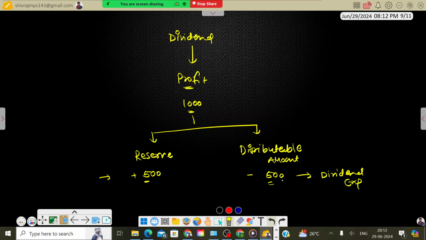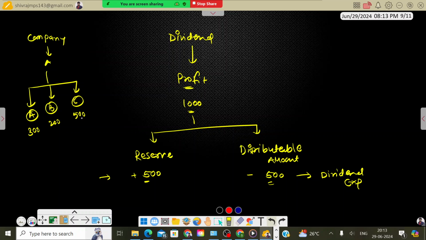So the company will process these dividends across all shareholders. Assume company A has 3 shareholders, A, B and C. They are holding 300, 200 and 500 shares, so in total 1000 shares. And here, the company decided to distribute only 500 rupees to the 1000 shares.